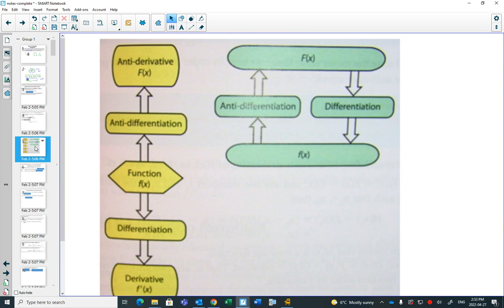Here's just a little flow chart, right? You have one function, you do the derivative, you work backwards. They like to use the capital F of x if you're going backwards. If you started with f of x and went backwards, you go big F of x.